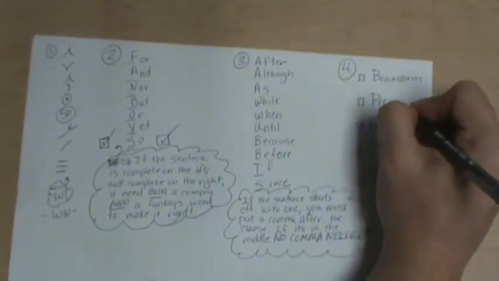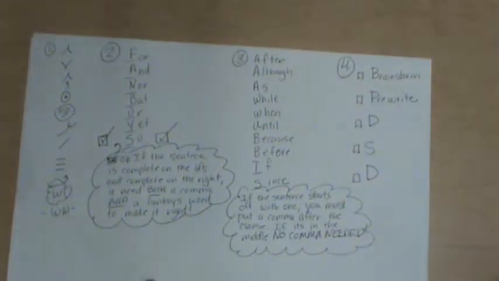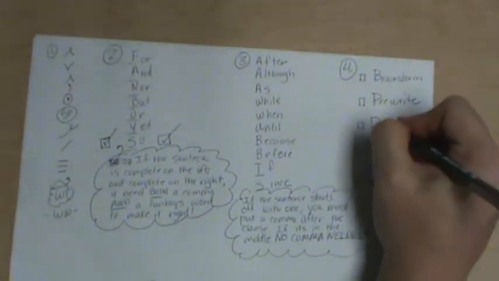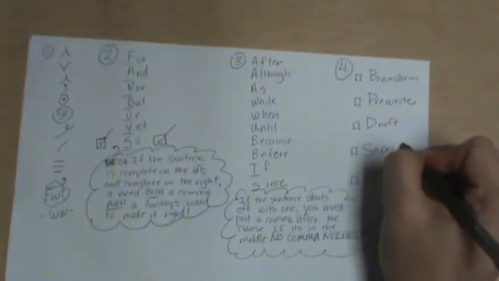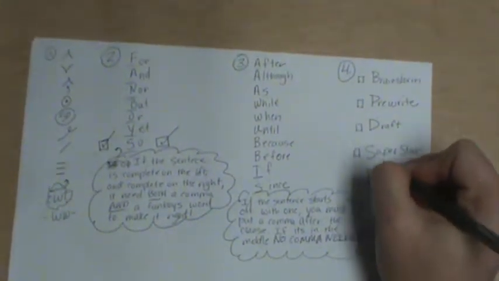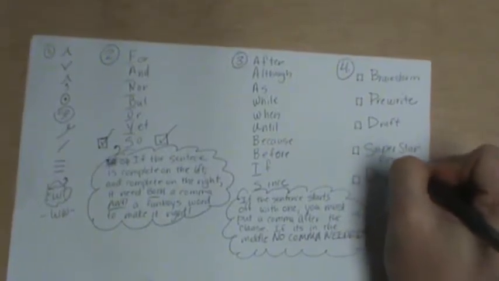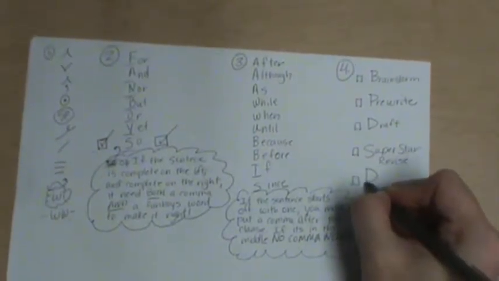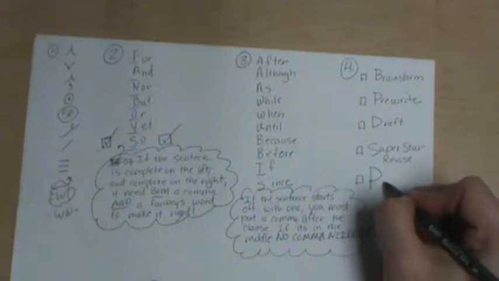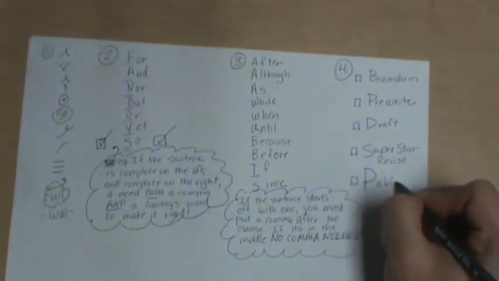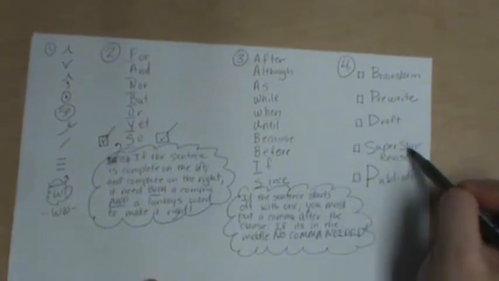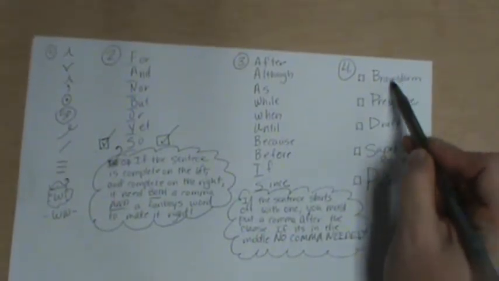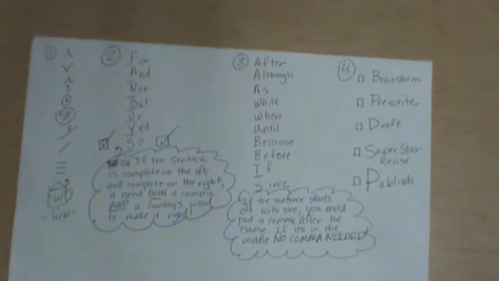The next one is to pre-write. Draft, this is when you actually write your story. Superstar, revise and edit. And the last one is parties, which is publish, to rewrite it in your nicest, neatest handwriting. Brainstorm, pre-write, draft, superstar, revise, and publish. Bubbles pop during slumber parties.